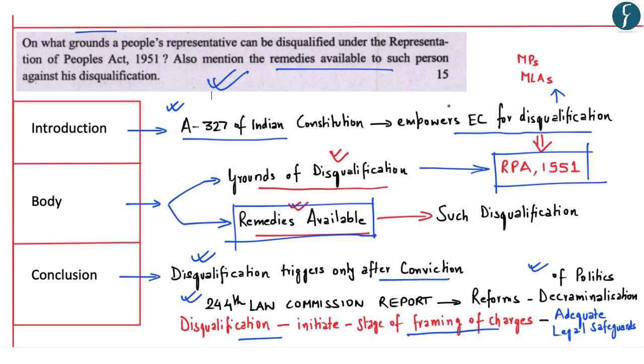Before understanding the ingredients which need to be written with respect to grounds of disqualification as well as remedies available, first of all, let us go through the DNS which occurred in August, which mentioned the disqualification of the CM of Sikkim as well as the powers of the Election Commission, and also go through how this topic was covered in the Focus magazine.